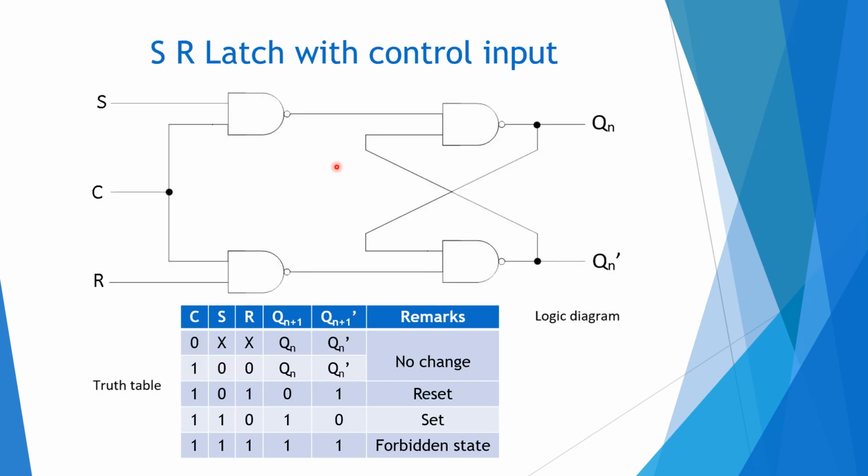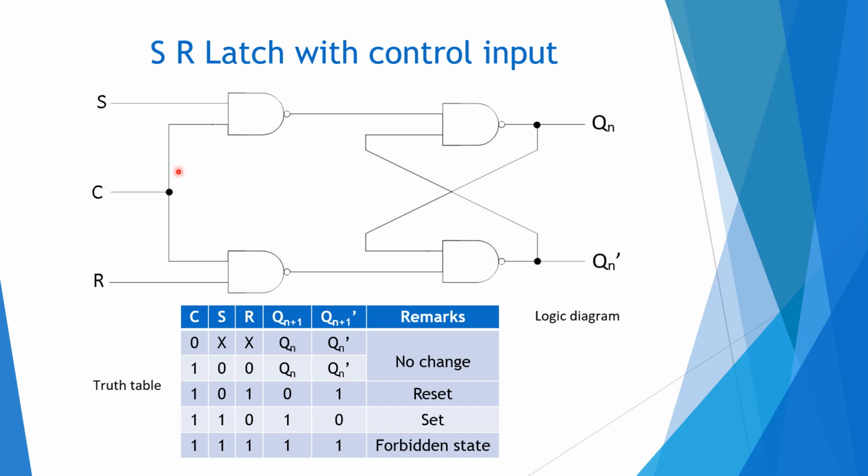So this is another circuit, an SR latch with control input. Control input means it will be the clock. When C is equal to 0, the output of these two NAND gates will definitely be 1. So that is the S equal to 1, R equal to 1 condition, so there will be no change in the circuit. Qn+1 will be equal to Qn, so the next state will be equal to the present state of the system.